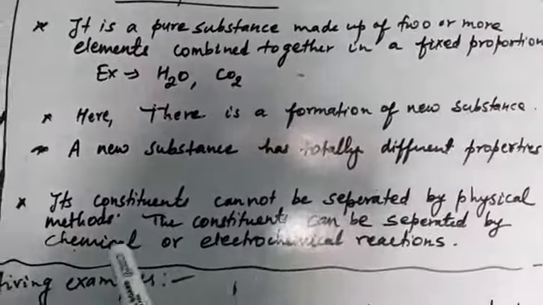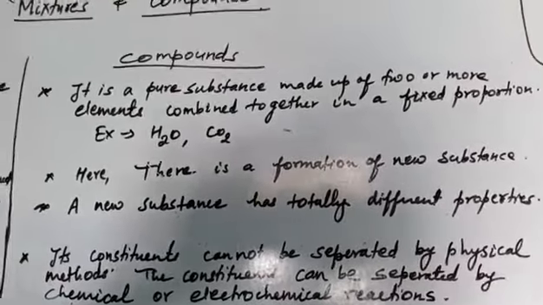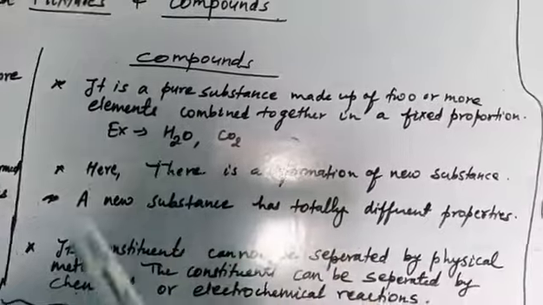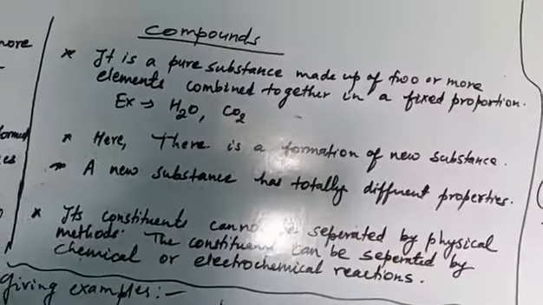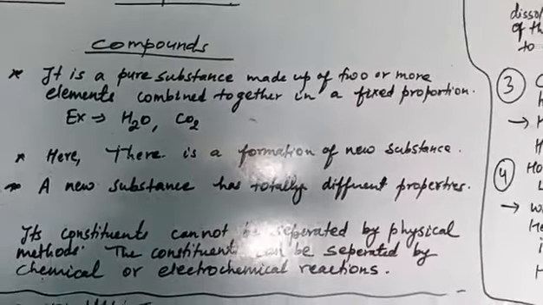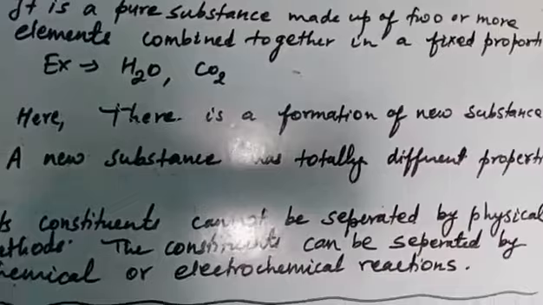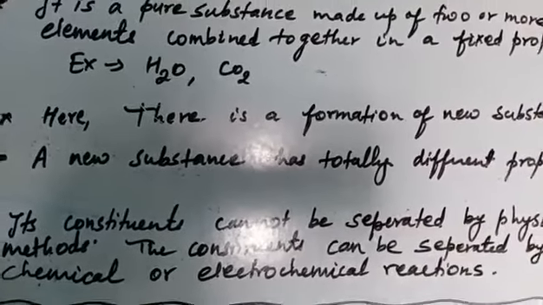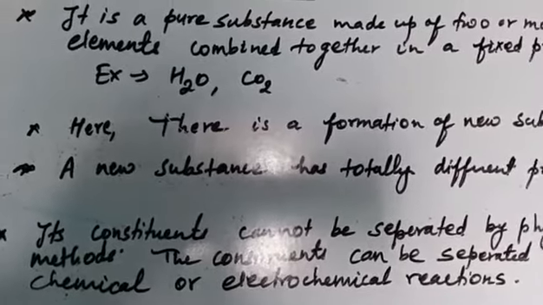So, you have to go for a chemical or electrochemical reaction. The simplest example is the electrolysis of water, by which you can separate hydrogen and oxygen. Okay, and there are several chemical reactions also which will help us to separate the constituent substances of a compound.